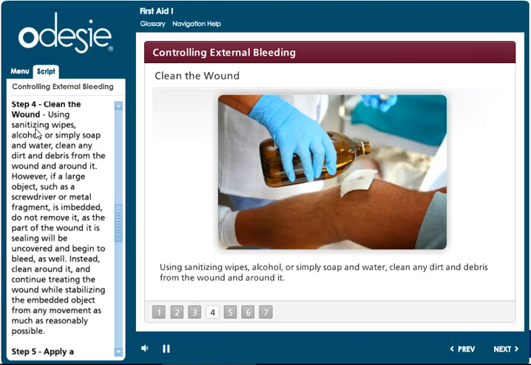Using sanitizing wipes, alcohol, or simply soap and water, clean any dirt and debris from the wound and around it. However, if a large object, such as a screwdriver or metal fragment, is embedded, do not remove it, as the part of the wound it is sealing will be uncovered and begin to bleed as well. Instead, clean around it and continue treating the wound while stabilizing the embedded object from any movement as much as reasonably possible.